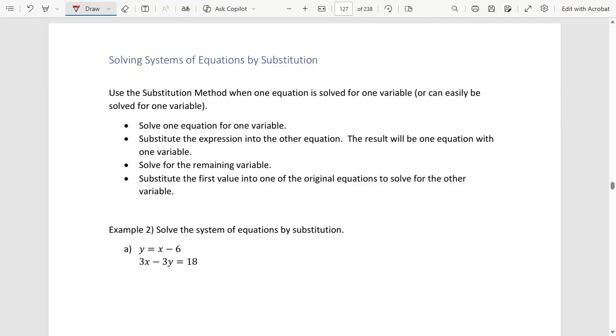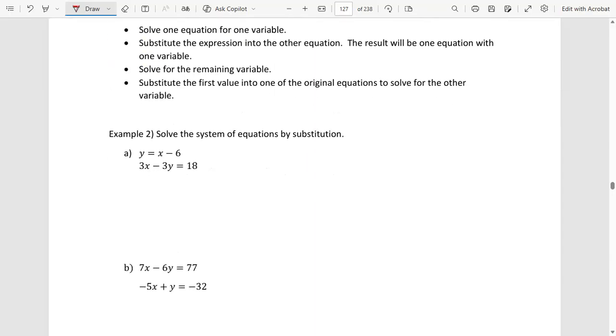Let's look at this example. We want to solve the system by substitution. When you want to solve a system by substitution, you need to know that in one of the equations, you must have x by itself or y by itself. This is what you need. If you have it, you can just use it. If not, you can make it.